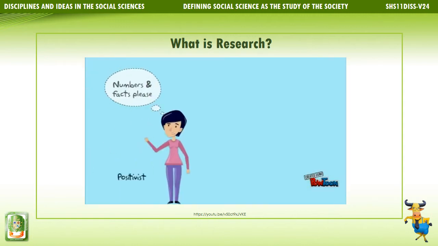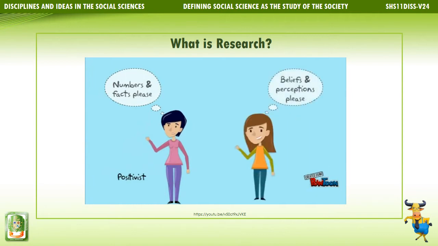Positivist researchers prefer hard data like numbers and facts. Interpretivists prefer people's experiences, beliefs and perceptions. So, different researchers working in different paradigms might approach the same research question in very different ways.